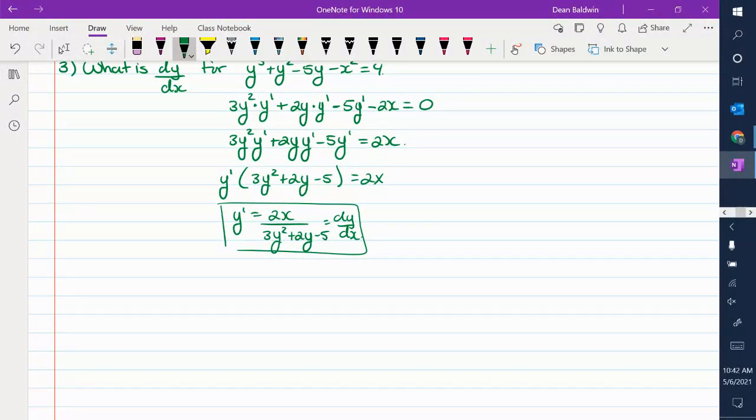That's it. It's going to be the same process every time. You're going to take the derivative. You're going to get this big ugly thing. You're going to put all your y primes or your dy dx's to one side. You're going to factor out a dy dx or a y prime and divide off. Okay? So we'll try another one here.